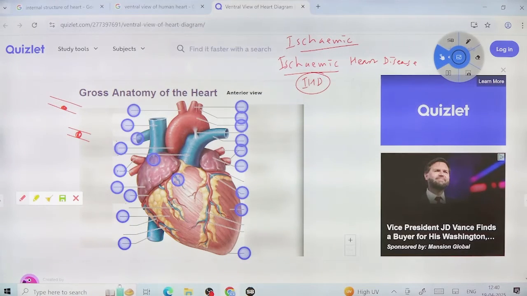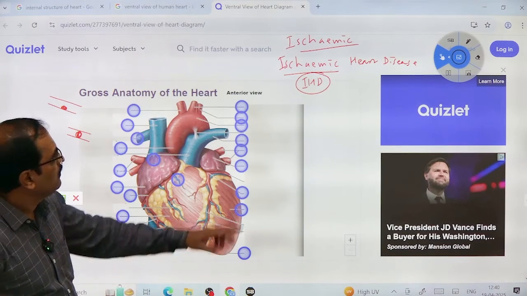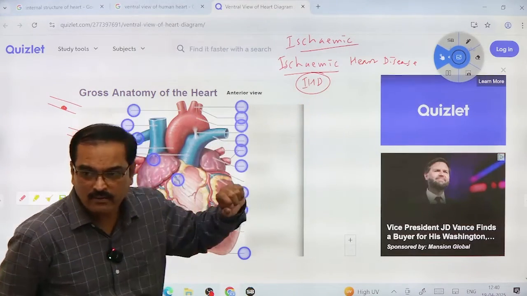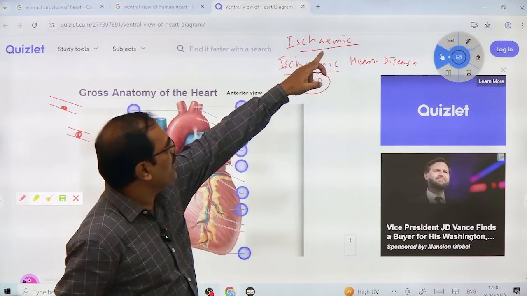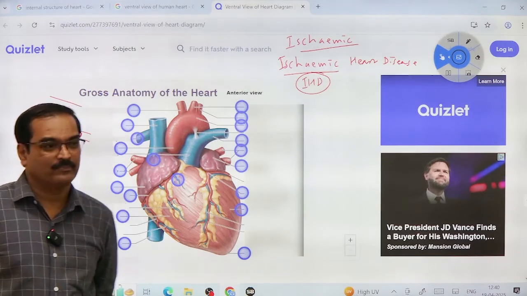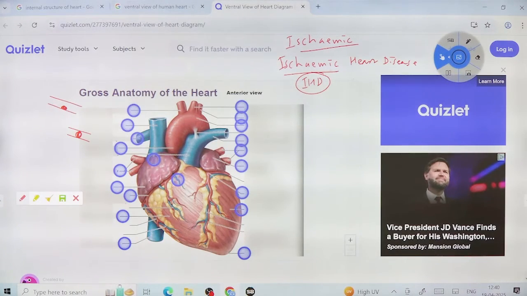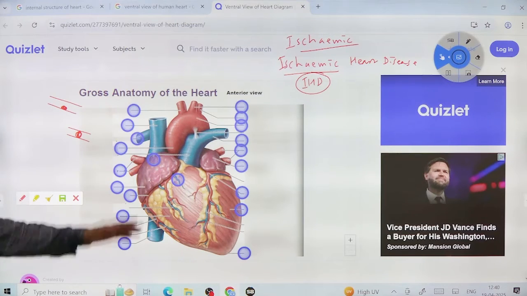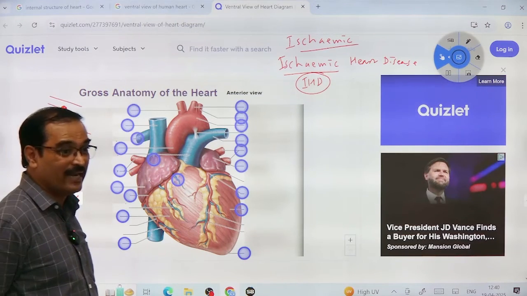Is it spelled ischemic? Ischemic, which one? I-S-C-H-A-E-M-I-C. Okay. Ischemia means less blood supply. Again, it is a Latin word. Ischemia means less blood supply.